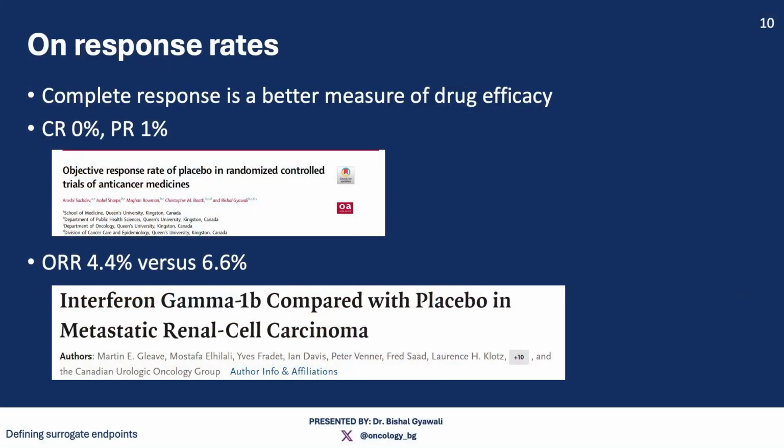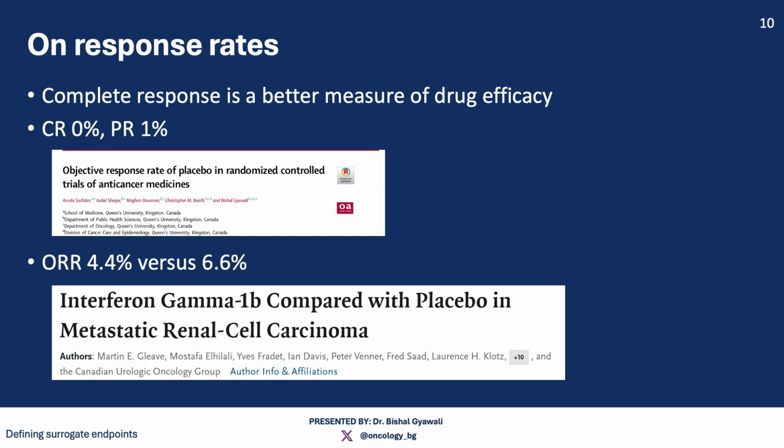And in fact, we did a comprehensive study on response rate of placebo in randomized controlled trials of cancer drugs. And you'd expect that placebo would have a 0% response rate. But we were surprised to find that even placebo had 1% response rate. And complete response rate was, of course, 0 with placebo. But even placebo had a 1% response rate.